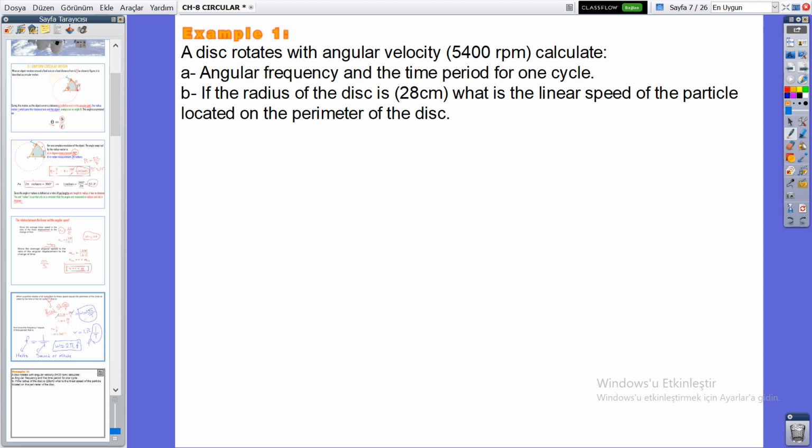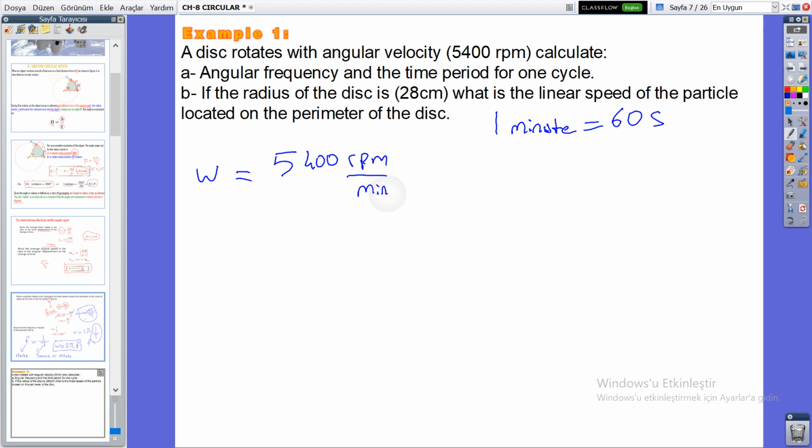Firstly, we convert the angular velocity from RPM, meaning revolutions per minute, to revolutions per second. If you remember, 1 minute equals 60 seconds. Frequency equals 5400 RPM, revolutions over minute.